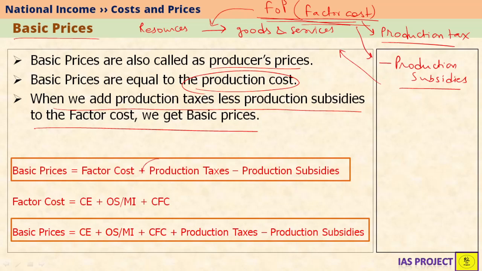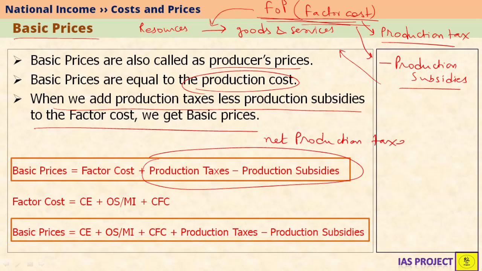Production taxes minus production subsidies are sometimes called net production taxes. So net production taxes simply means production taxes minus production subsidies. These are usually imposed by government. So basic prices are nothing but factor cost plus production taxes minus production subsidies.